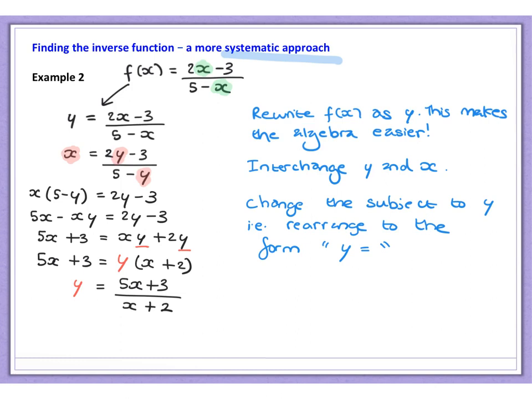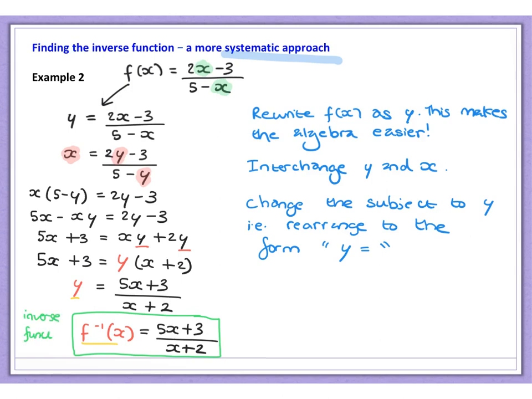And lastly, for clarity, we will write out the inverse function f minus 1 of x as (5x add 3) over (x add 2). So we are replacing y with f minus 1 of x, so that our notation is extremely clear. And here we have the inverse function.